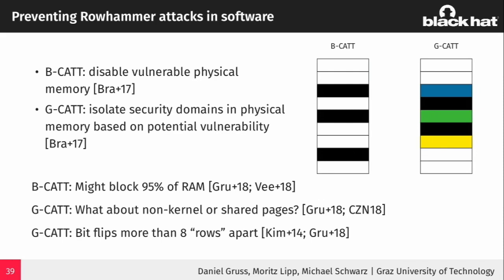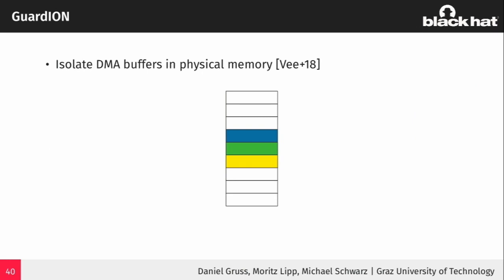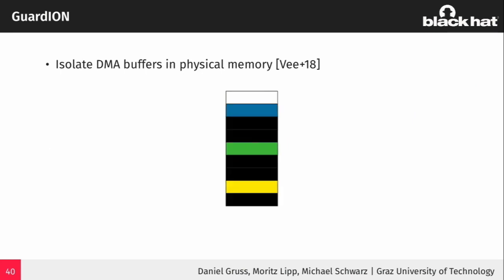How far do you move them apart anyways? Yes, because we don't know what the maximum distance is between hammering location and bit flip location. We observed cases of more than 8 rows apart. So this is easily above 1 or 2 megabytes. So it's a similar approach with isolating DMA buffers in physical memory so that we can't hammer with them. But again, we have the same problem, right? Yeah. If we move them apart, how far apart should we go then?